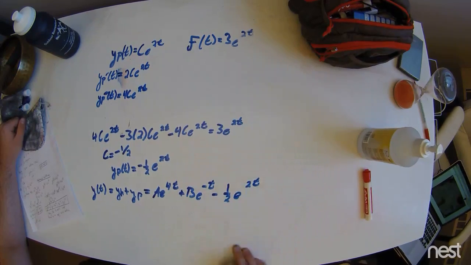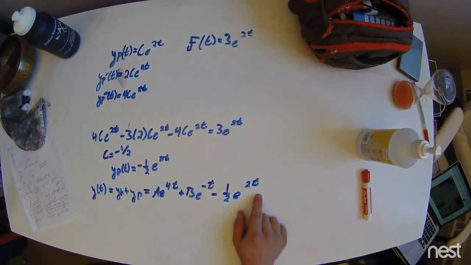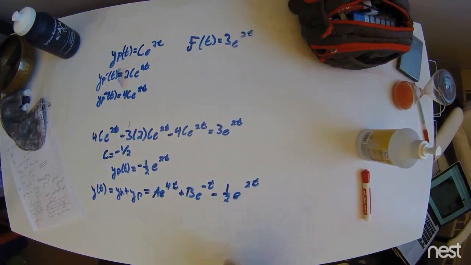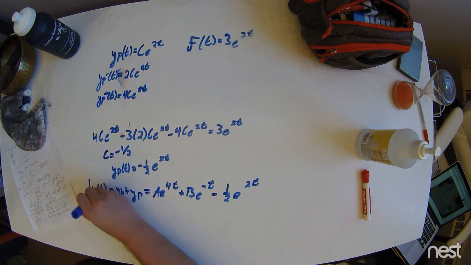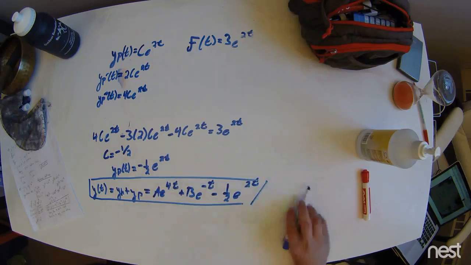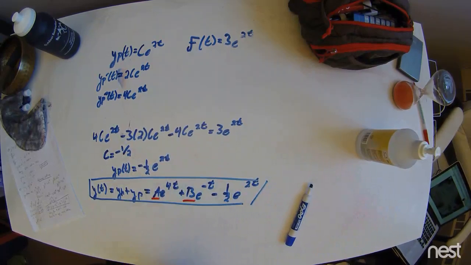Now, because the power that the particular solution is raised to is not the same as the ones we found for the homogeneous solutions, we don't have to multiply this particular solution by any t in order to differentiate it from the homogeneous solutions. So this is our solution. A and b, the constants in this y of t here, can be solved for by applying initial conditions: y prime of some constant and y of some constant.